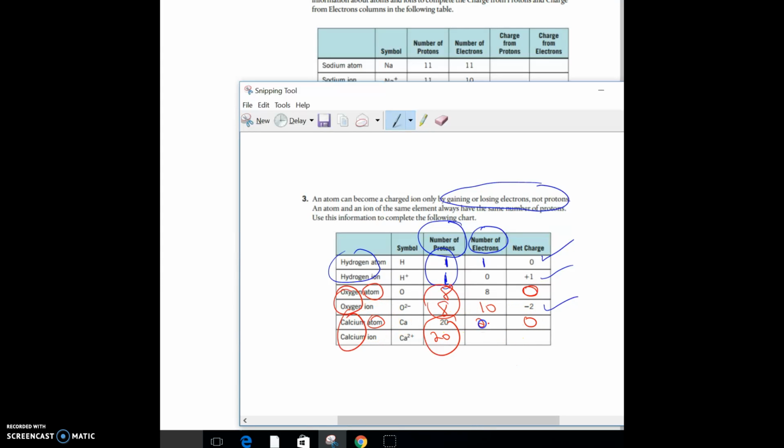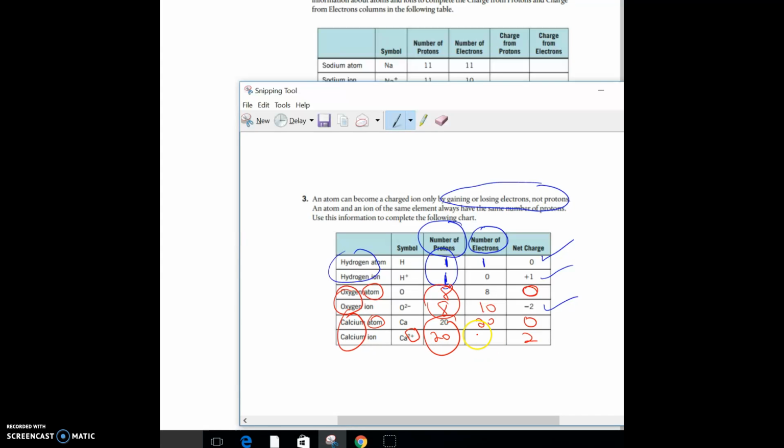So if I have 20 things that are positive, I need 20 things that are negative. And here I have a 20 positive. And then if you look right here, that little thing tells you the net charge. So, excuse me, I know that's positive 2. And again, these guys come and go. So if I had 20, it would be 0, which is what this is.